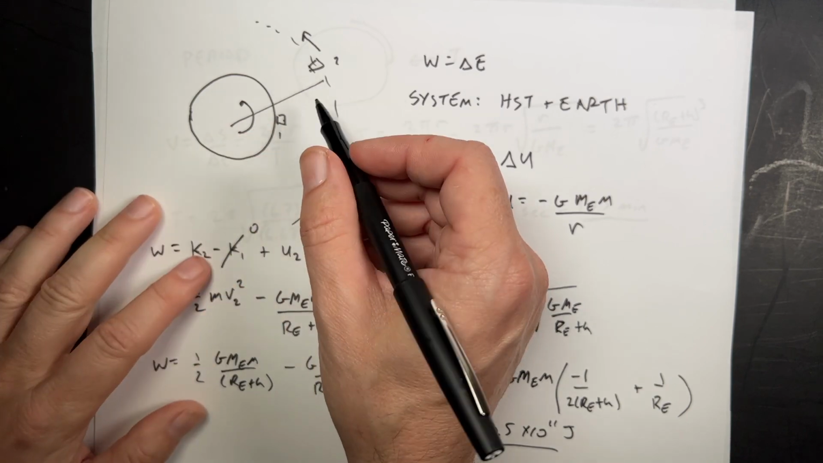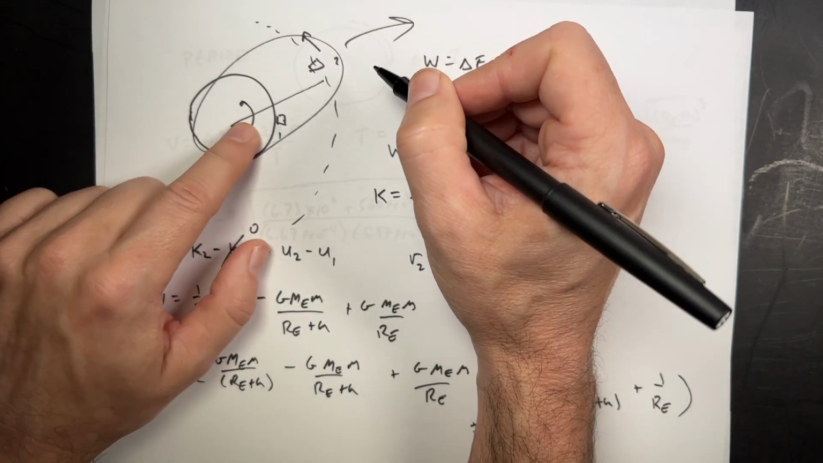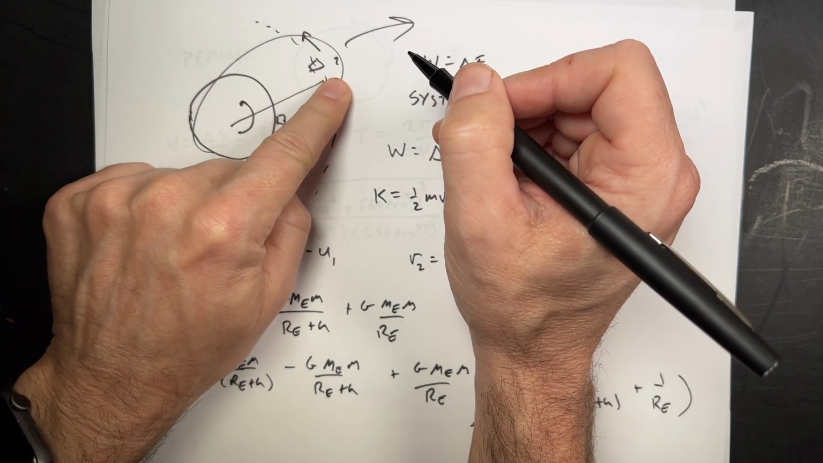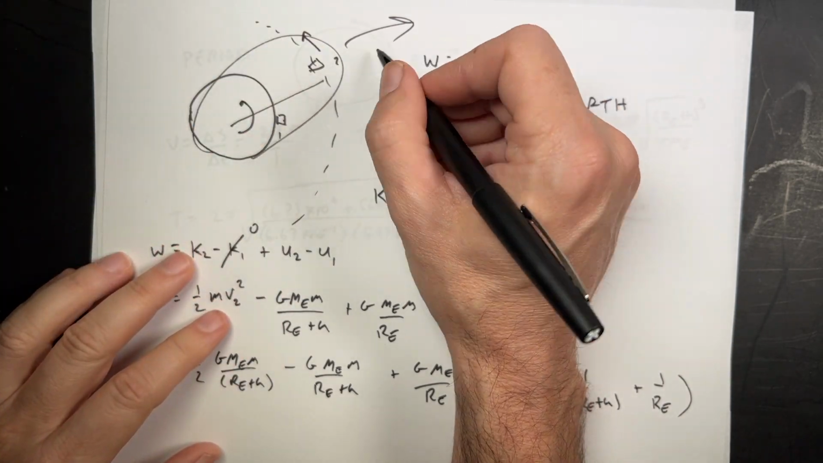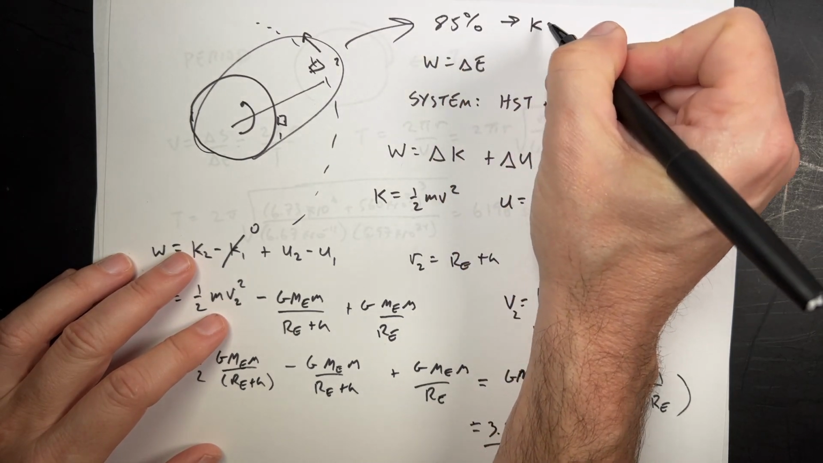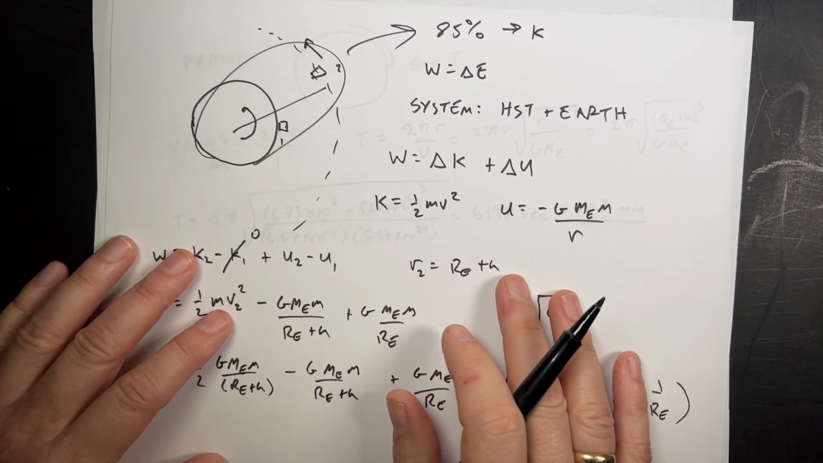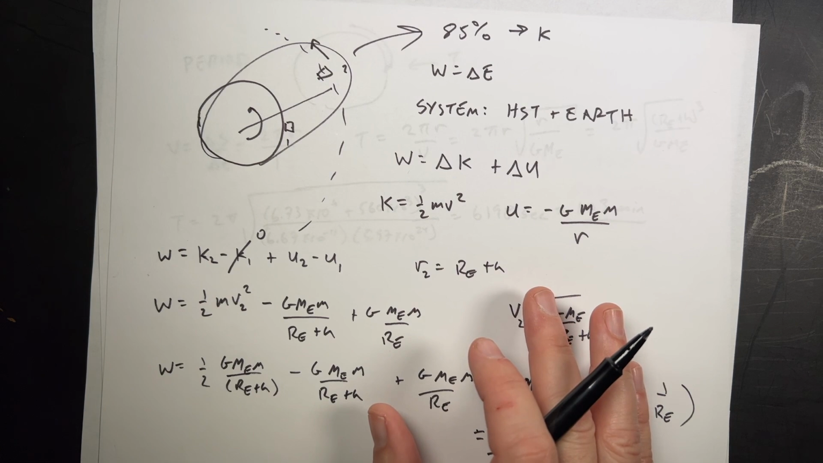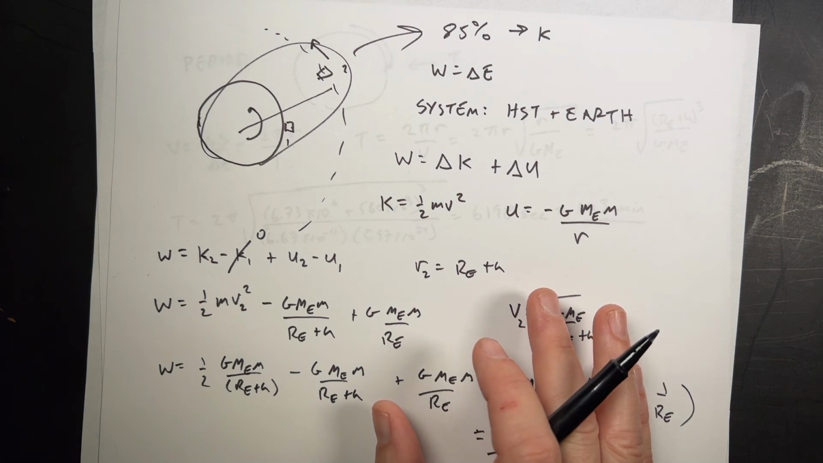But here's the thing that I'll let you calculate on your own. When you do the work to get this into orbit, you have to get it up high, and you have to get it going fast. In this case, 85% of the work goes to kinetic energy. So it's really about getting it fast. It's not so much about getting it high. But there you go. The end.